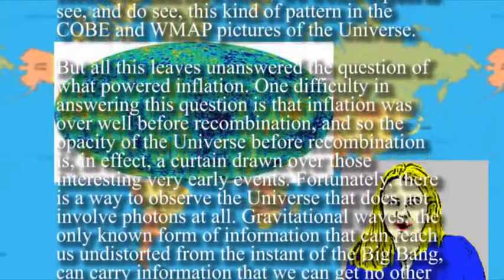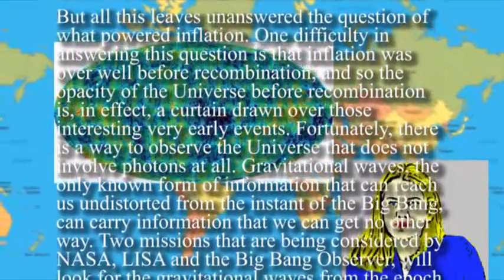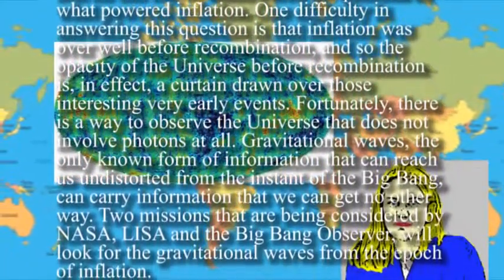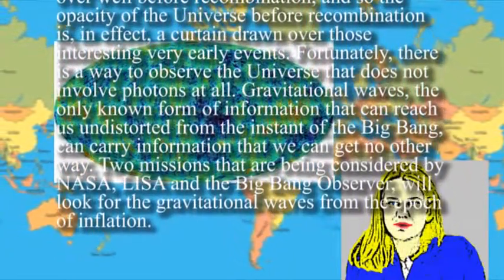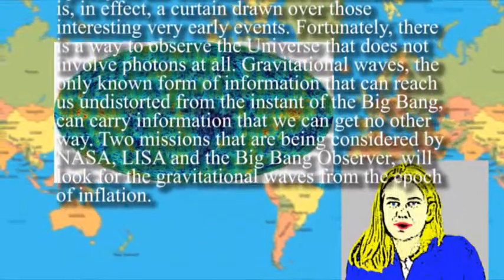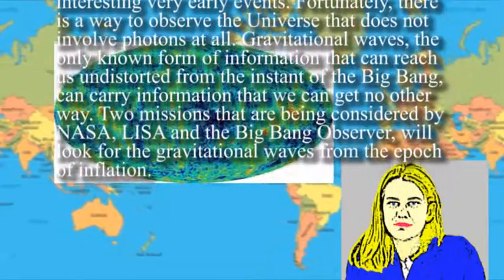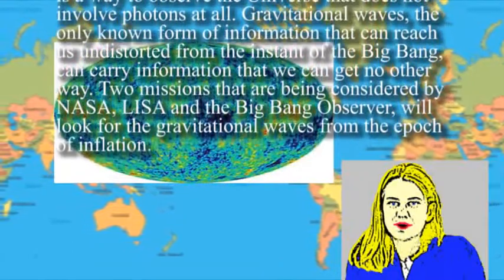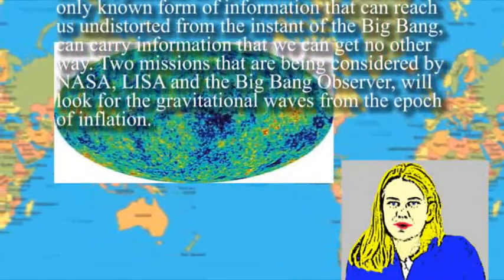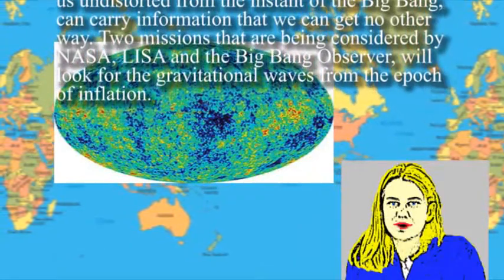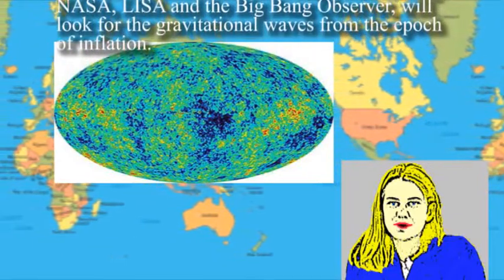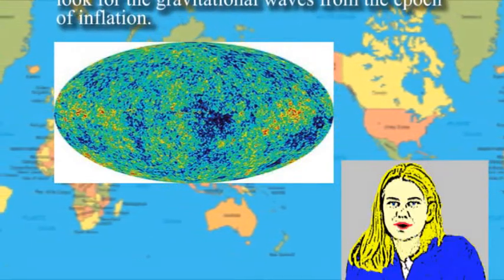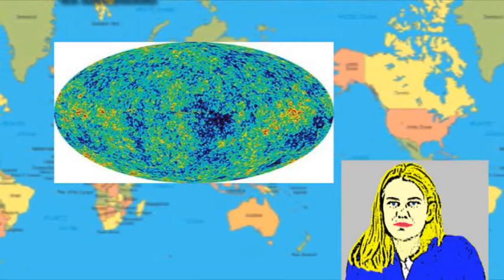One difficulty in answering this question is that inflation was over well before recombination, and so the opacity of the universe before recombination is, in effect, a curtain drawn over those interesting very early events. Fortunately, there is a way to observe the universe that does not involve photons at all. Gravitational waves, the only known form of information that can reach us undistorted from the instant of the Big Bang, can carry information that we can get no other way. Two missions that are being considered by NASA, LISA and the Big Bang Observer, will look for the gravitational waves from the epoch of inflation.